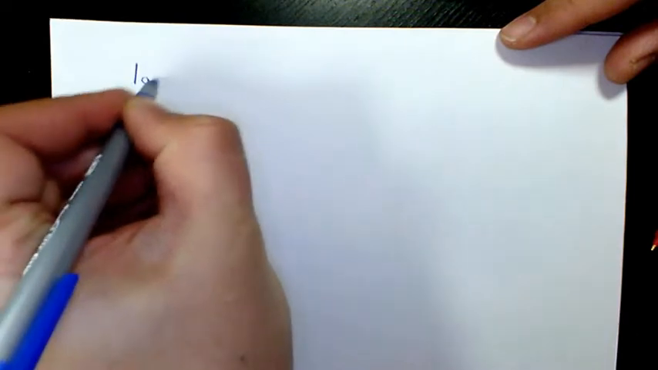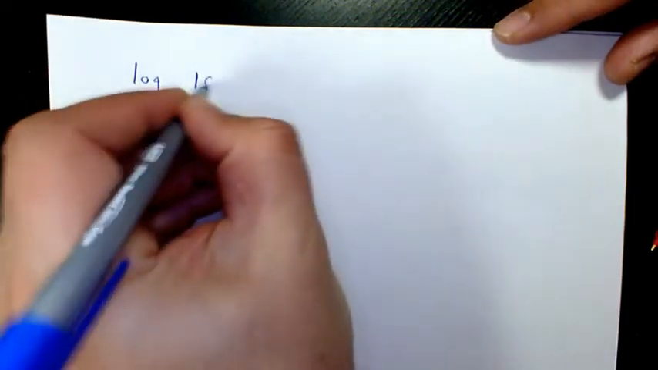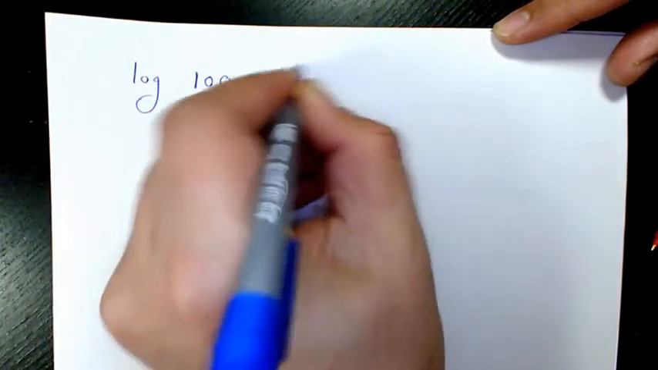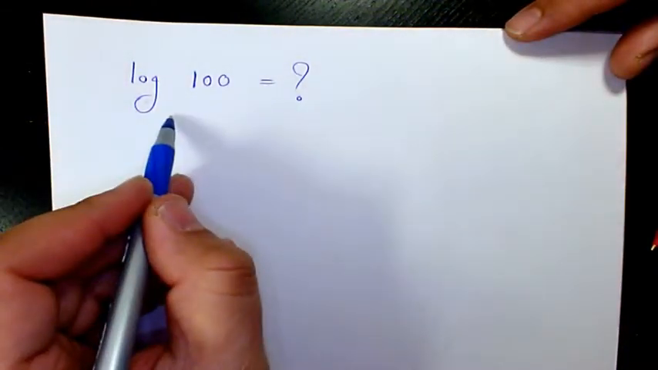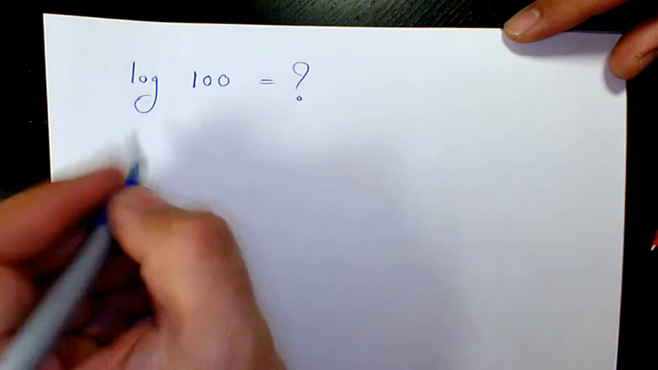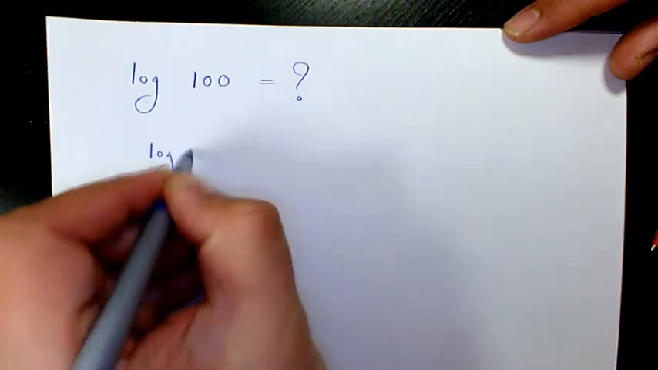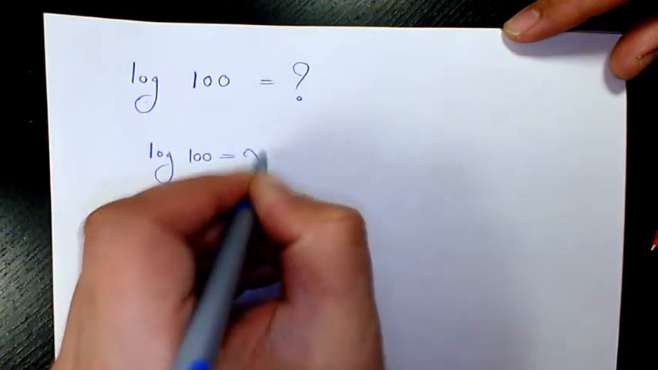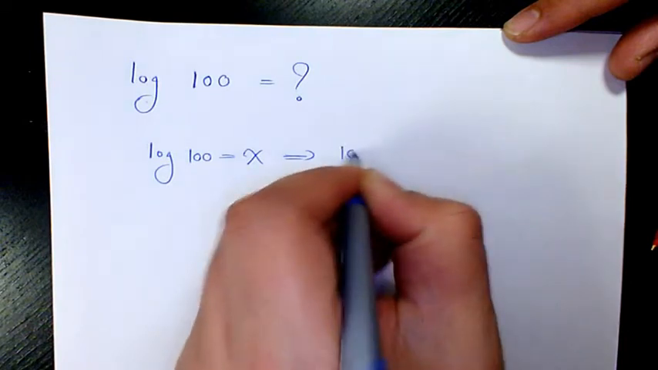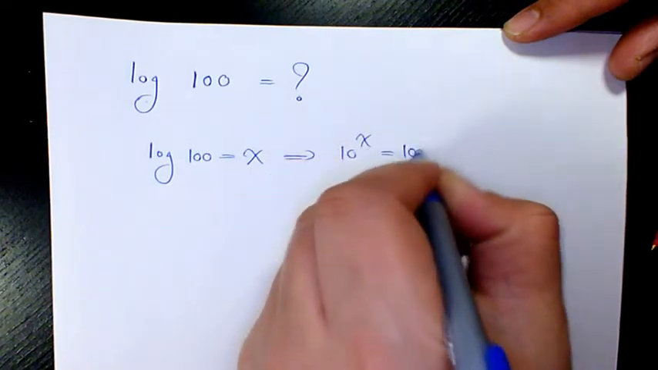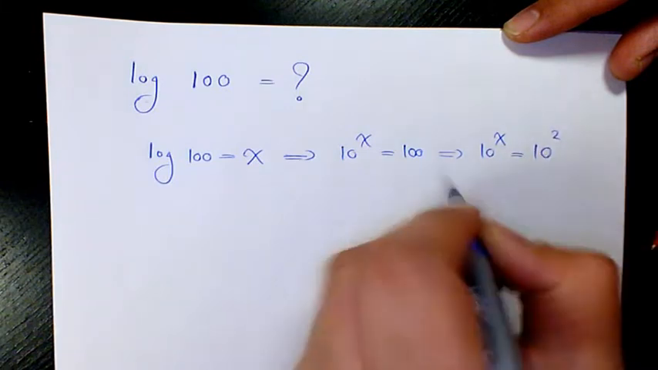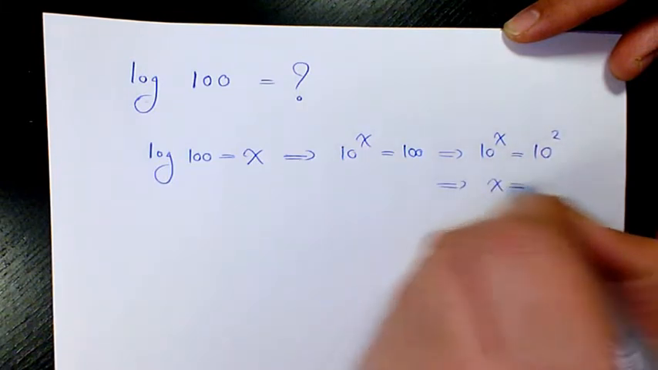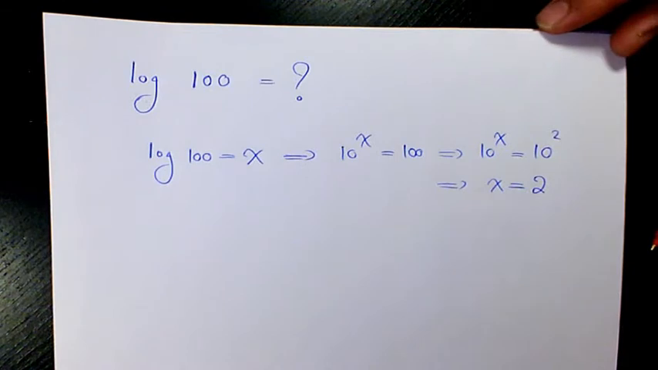Next example, log 100. When there is no number, it means that the base is 10. So we're going to say log 100 equals x. Therefore, 10 to the power of x is 100, which will be 10 to the power of x equals 10 to the power of 2. So x will be equal to 2.